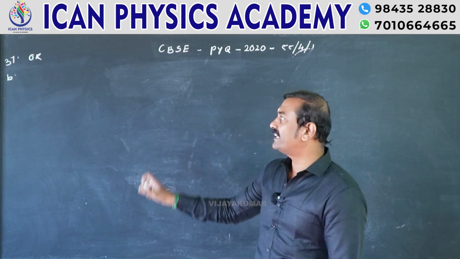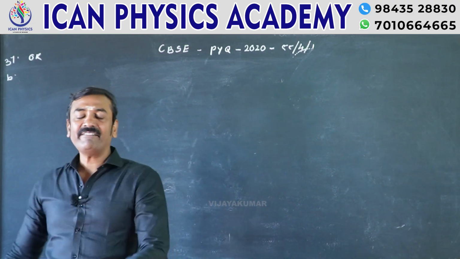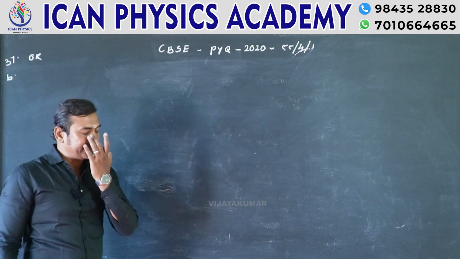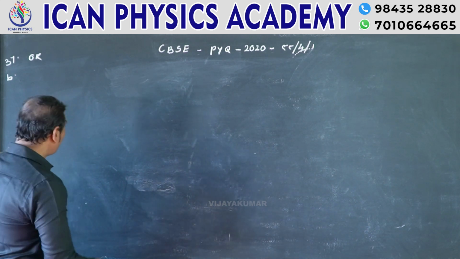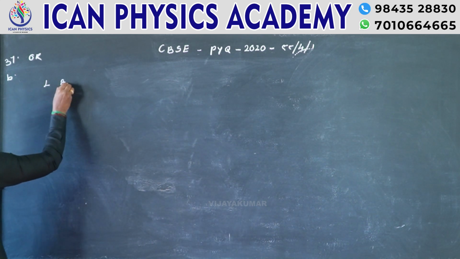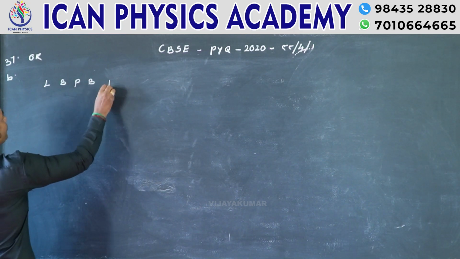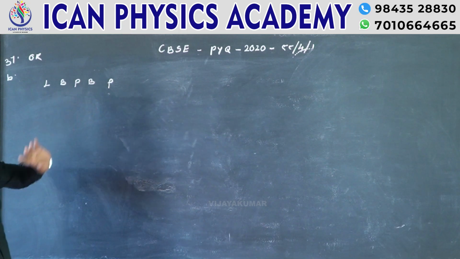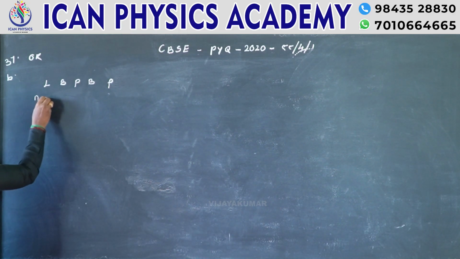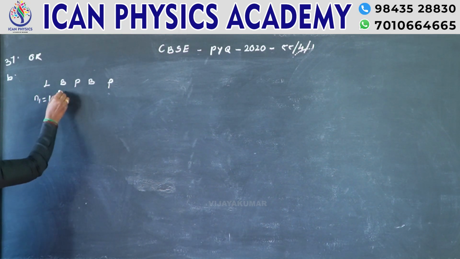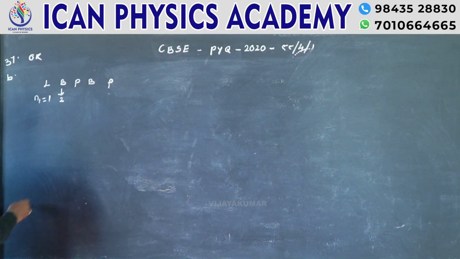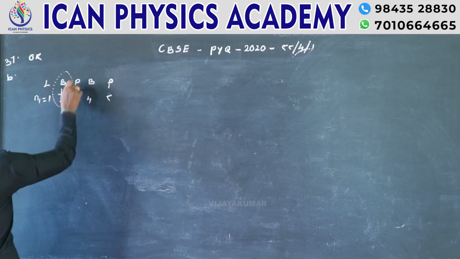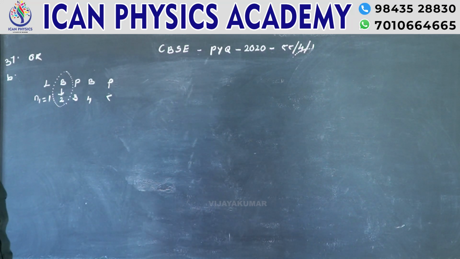Okay, so now the 37b question. Here we are having two important words. One is Balmer. So what is Balmer? The series are Lyman, Balmer, Paschen, Brackett, Pfund. So here n1 equal to 1 is Lyman, n1 equal to 2 is Balmer, then 3, 4, 5. So for our case, Balmer, the value of n1 is 2.